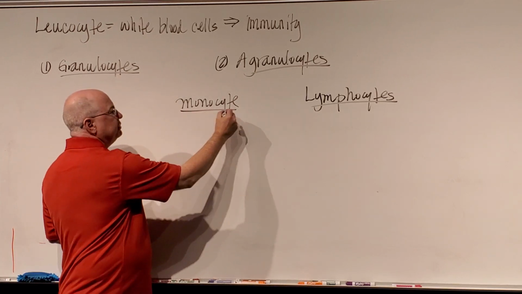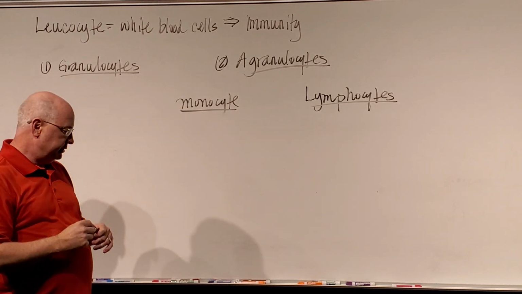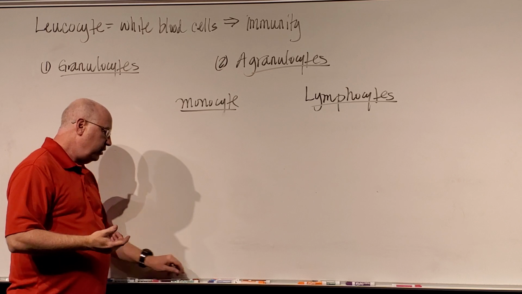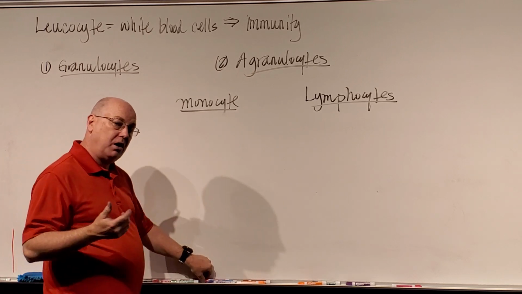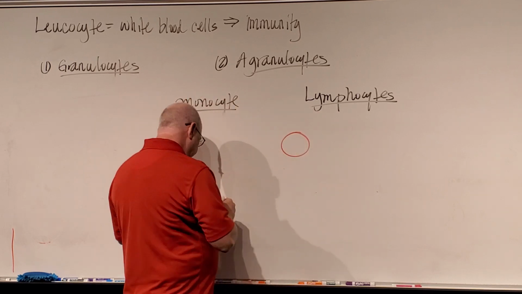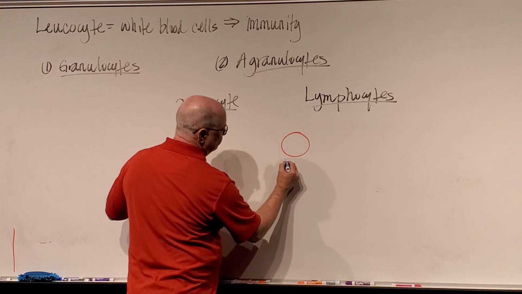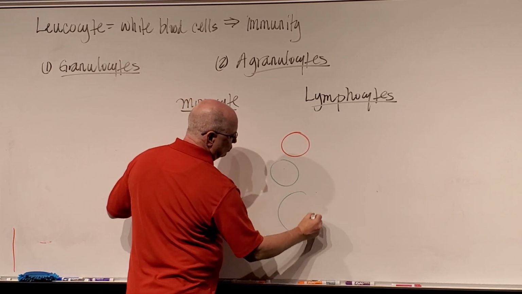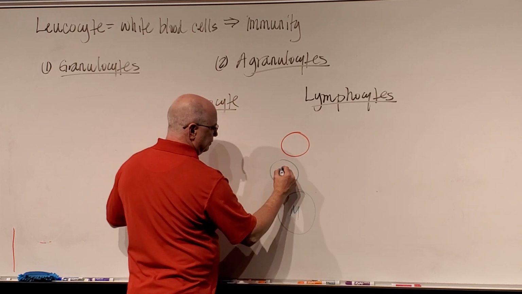So, monocytes and lymphocytes are agranulocytes. Now, one of the things that we know about lymphocytes is they're the smallest in size of all the white blood cells. So if I had a red blood cell here, let's say that this represents a neutrophil and this represents a monocyte. Okay?